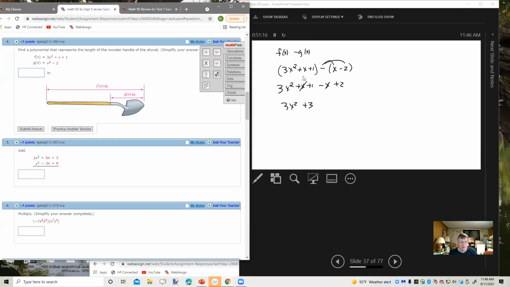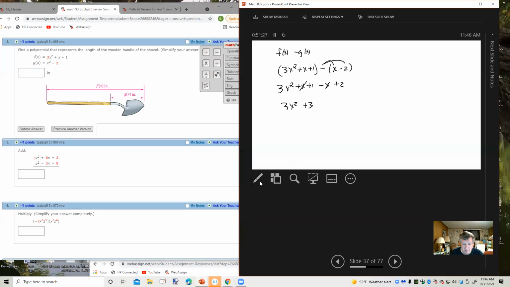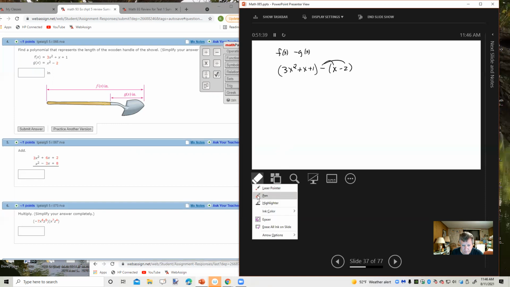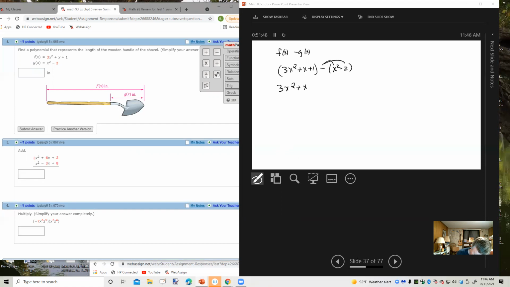So let's see, f of x minus g of x. Oh, you know what? I made a mistake and I caught it. It should have been x squared minus 2. It's a good thing that I checked my work. Okay. Let's just go back. So this should be x squared minus 2. So now we've got 3x squared plus x plus 1 minus x squared plus 2. Aha. So that's 2x squared plus x plus 3.